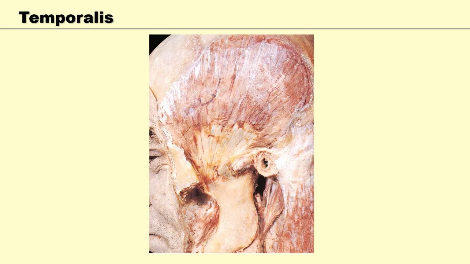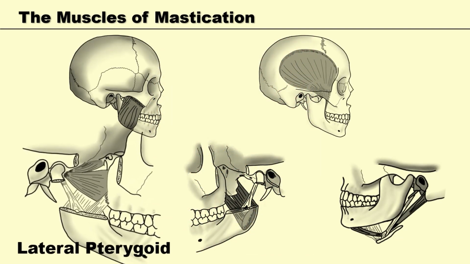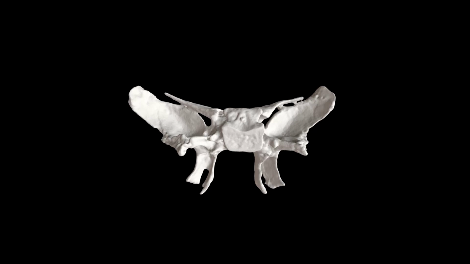Let's look at the next one. We will now be looking at the lateral pterygoid muscles. In order to look at the lateral and medial pterygoid muscles, we first need to revisit the sphenoid bone. So we have the sphenoid bone here, which sits just behind the nasal cavity. We are looking at this from a posterior aspect, so we are looking from the back of the sphenoid bone.